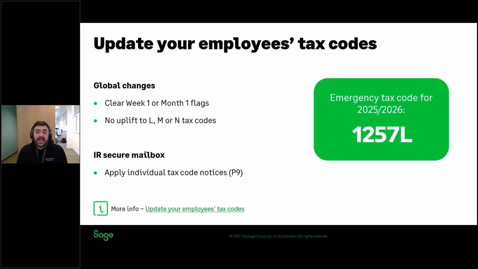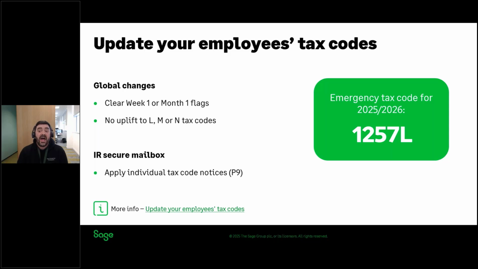So let's talk about the tax codes. Now, because the personal allowance remains frozen, and it has been frozen since 2021, it does mean that there's no automatic uplift to tax codes that end in L, M, or N. And the emergency tax code for 25 to 26 remains as it was, which is still 1257L, representing that frozen personal allowance of £12,570.